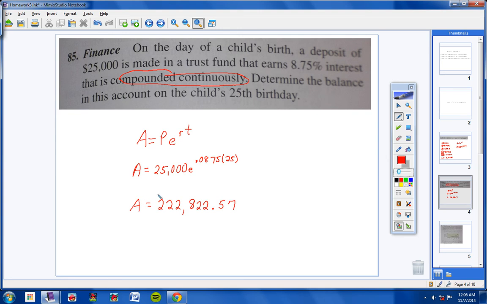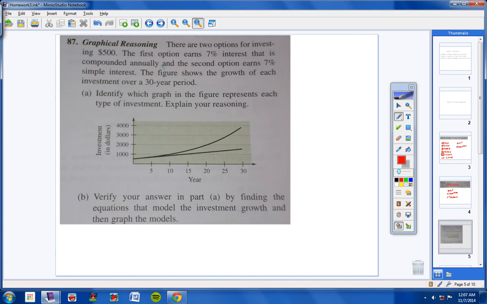And there we go. Okay? All right. Continuing on. Number 87.